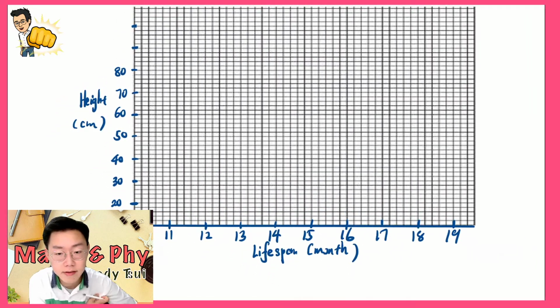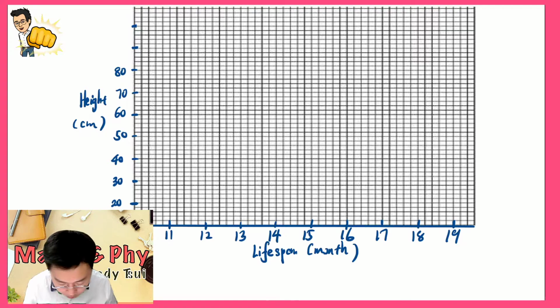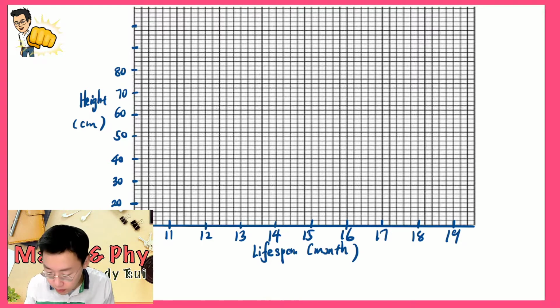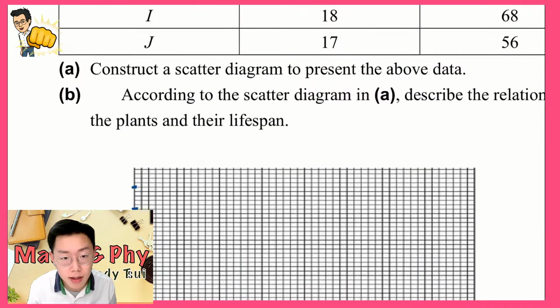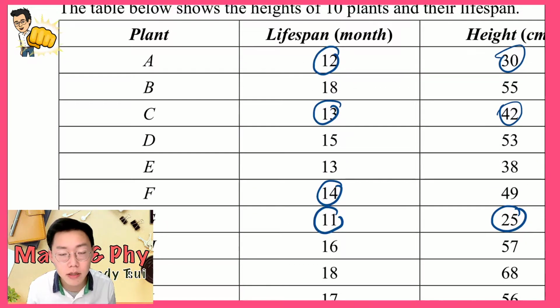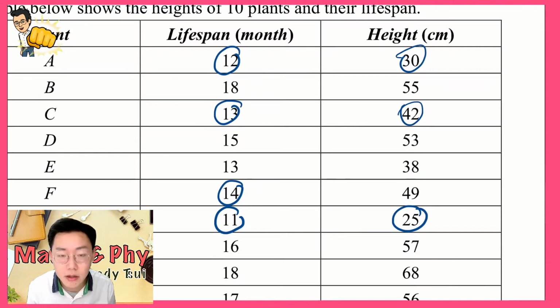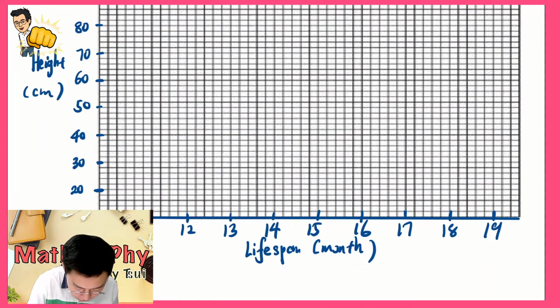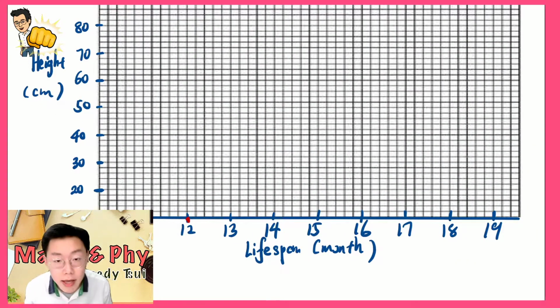In this step we try to draw the points on this graph paper. First of all, for plant A, it is 12 months and the height is 30. So we try to find 12 first. 12 here, and then its height is 30.